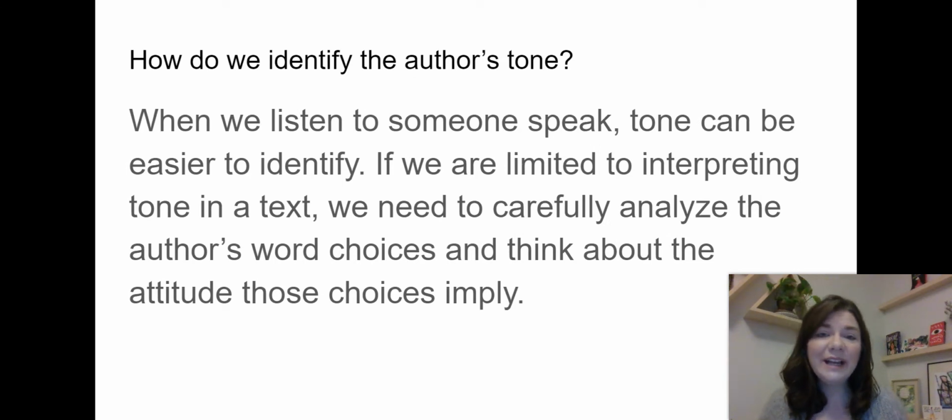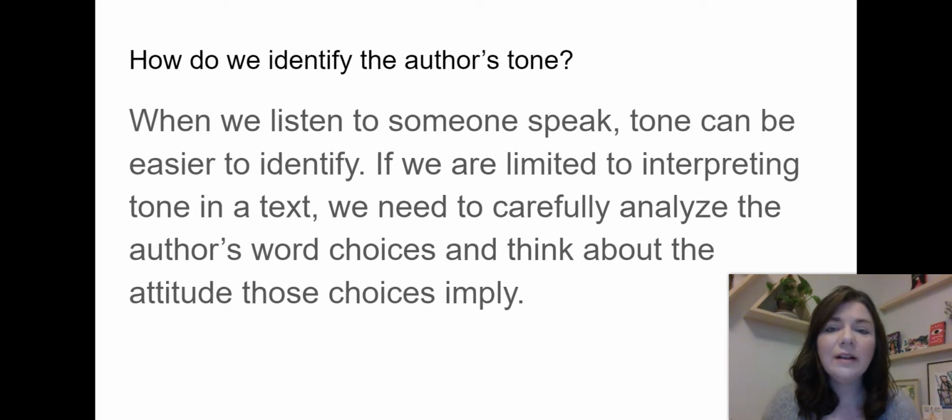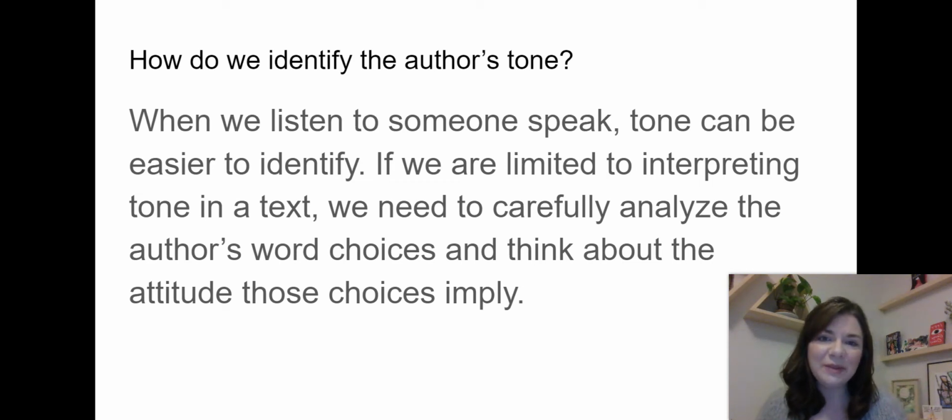All right, so how do I identify the author's tone? Well, we're a little bit familiar with interpreting tone by someone's voice. We have this phrase that adults like to use with children, don't speak to me in that tone. And we understand that. We get that. When my daughters are all sassy, I'm like, ooh, I can know their tone, right? But when we're limited to interpreting tone in a text, it becomes a lot harder because we don't have that voice helping us understand. So, with text and with speaking also, we need to really carefully analyze the author's word choices and think about the attitude those choices imply.